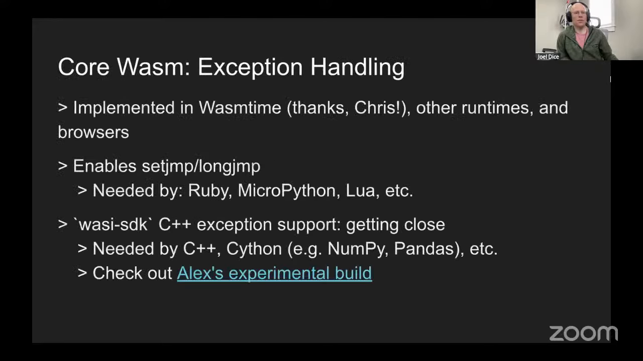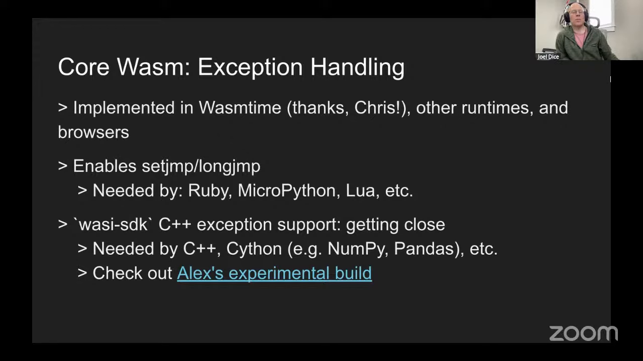We were just talking about this, exception handling. Thanks to Chris for the implementation. Sounds like we're not at tier 1 yet, but getting close, and could get close very quickly depending on priorities. This has already yielded dividends for some ecosystems. Set jump, long jump has been something that previously could only be achieved using an asyncify kind of CPS transform. Now we don't need to do that. And Ruby and MicroPython and Lua all are examples of languages and tools that can really benefit from that.